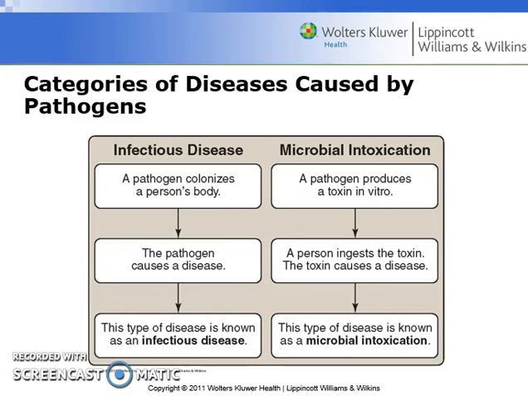You have components taken from a bacteria or produced by a bacteria that somehow make their way into a host system. It could be human, it could be different types of animals, but somehow in some way that toxin ends up getting inside of the host, and then disease is elicited via the toxin. So with microbial intoxication, you have disease being elicited by a toxin. With infectious disease, you have disease being elicited by the actual pathogen itself.